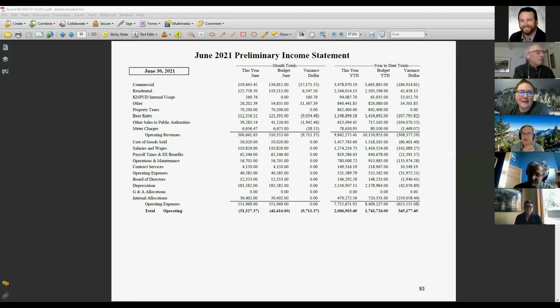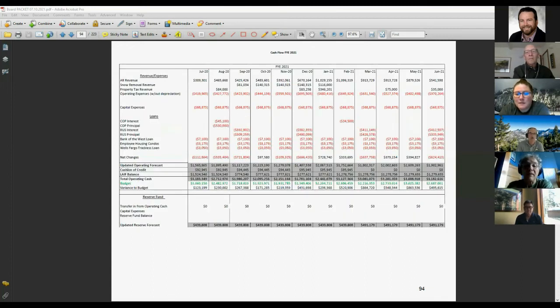Okay, moving on then to cash flow. We ended the year total operating cash at 3.182 million, which was $495,000 better than planned. Can we get visual support? Voilà, thank you. And so a good way to end the year going into next year.